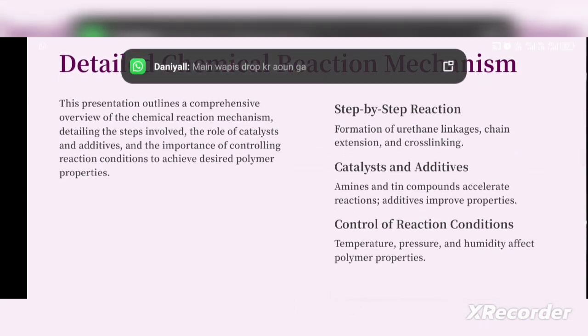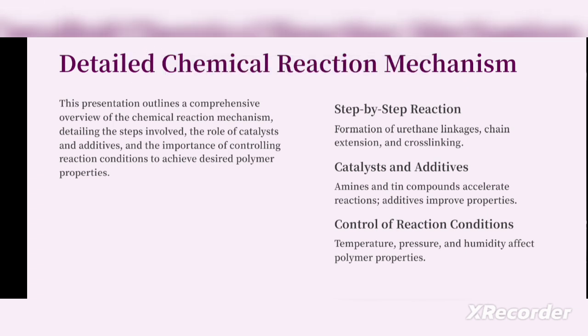Detailed chemical reaction mechanism. This presentation outlines a comprehensive overview of the chemical reaction mechanism. It details the role of catalysts and additives and the importance of controlling reaction conditions to achieve desired polymer properties. Step-by-step reaction. Formation of urethane linkage, chain extension, and cross-linking.